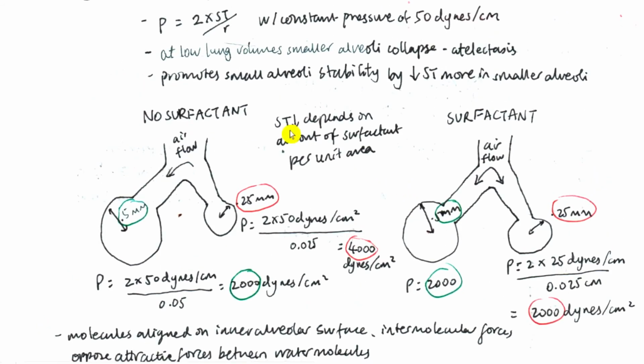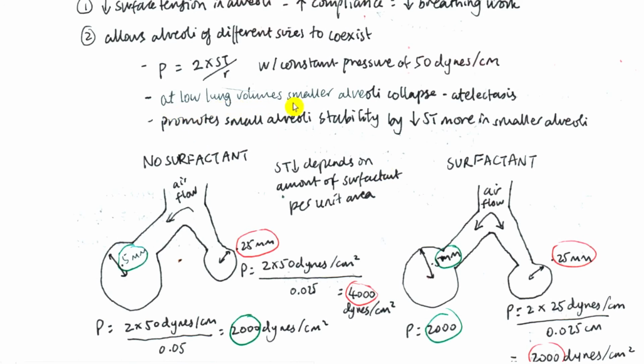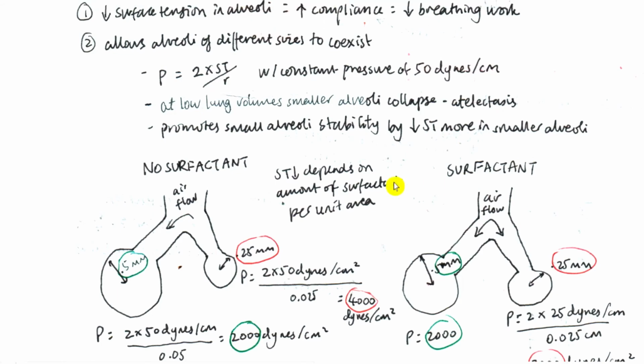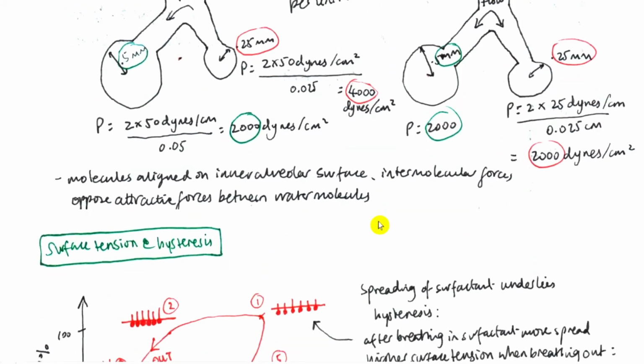And this halved the surface tension, but the amount that it does that depends on the amount of surfactant per unit area. And at low lung volumes, smaller alveoli collapse. This is called atelectasis. And surfactant promotes small alveoli stability by decreasing surface tension in smaller alveoli. So it has these two main roles with respect to surface tension management.